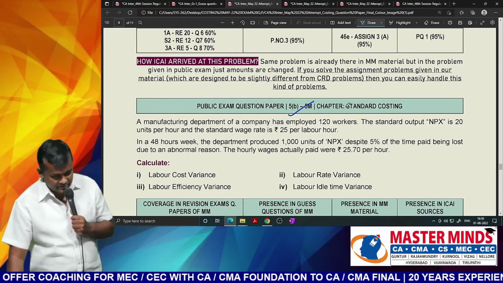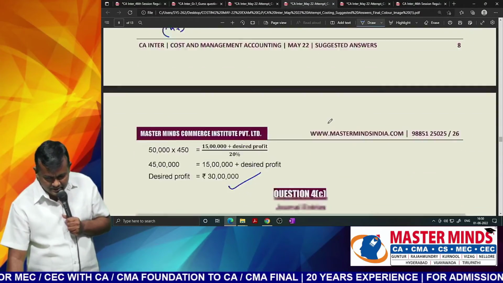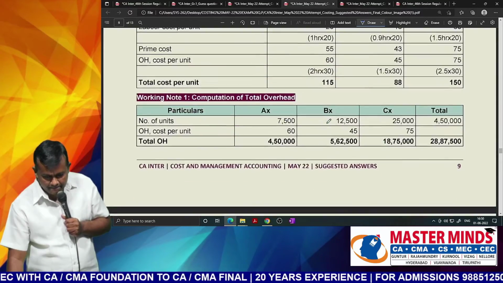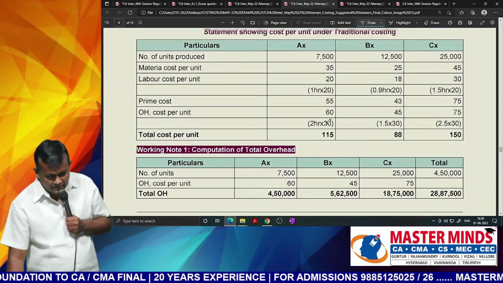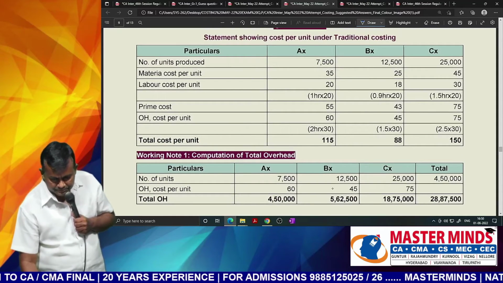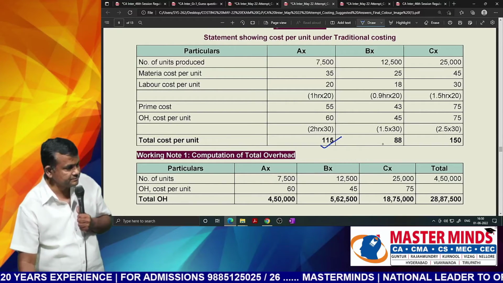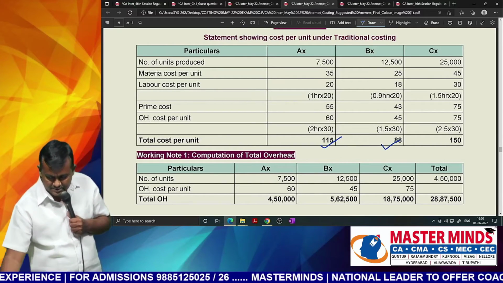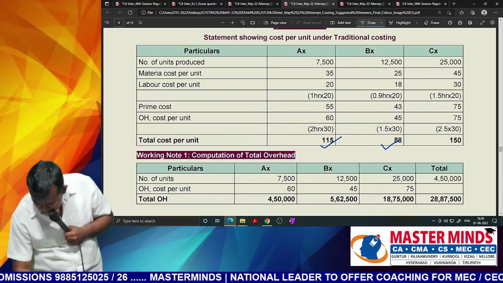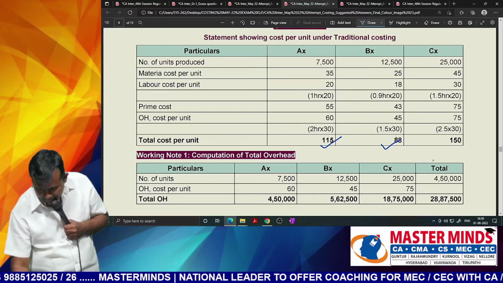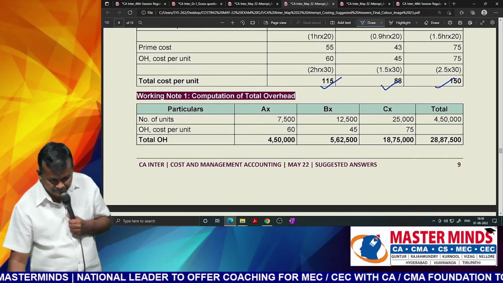ABC answers, I will tell. 5A. Total cost per unit: AX 115, BX 88, next, CX 150. Right?